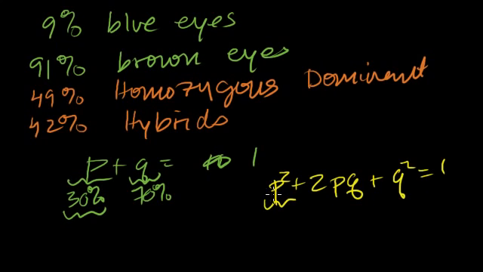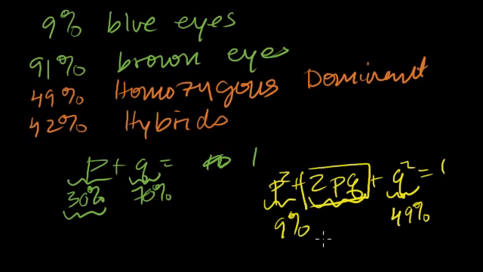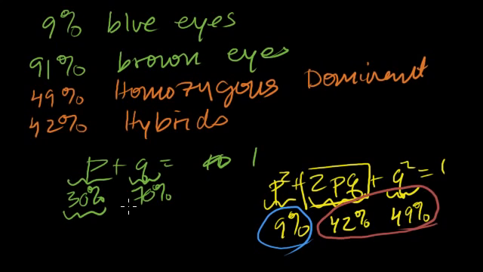This is the percentage of the population that has blue eyes. They have two blue alleles, so that's 9%. This is the percentage of the population that has two brown alleles, homozygous dominant, so that is 49%. And then this 2PQ term is what's left over. So 9 plus 49 is 58, so this is going to be 42%. 42% are hybrids. And if I just talked about phenotypes, I'd say 9% have blue eyes, and the remainder, 91%, have brown eyes. So hopefully you found that reasonably useful.